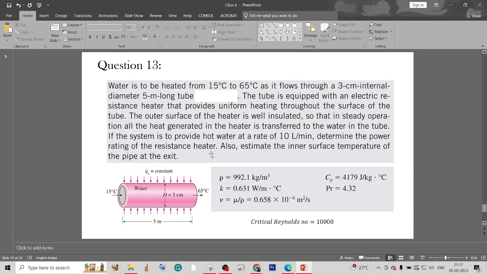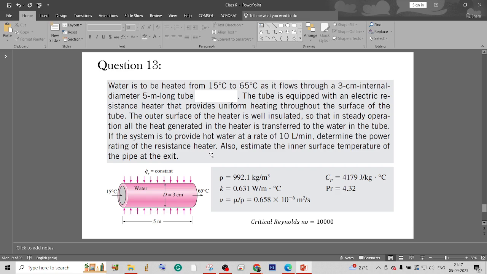Now here we have the volumetric flow rate. Cp is given and volumetric flow rate is given, that is 10 liter per minute. So we can clearly calculate the mass flow rate, right? From volumetric flow rate, we can calculate the mass flow rate, because density is given. So from mass flow rate, we can directly apply m Cp delta T, because temperature difference is also given.